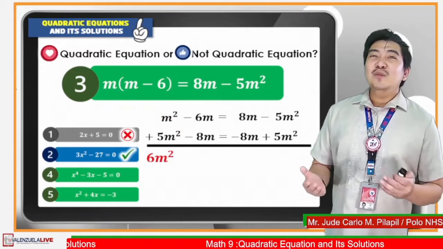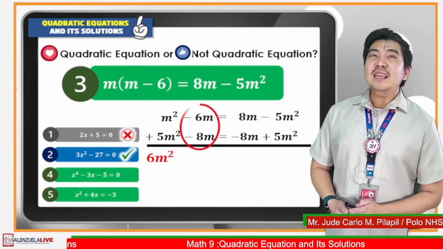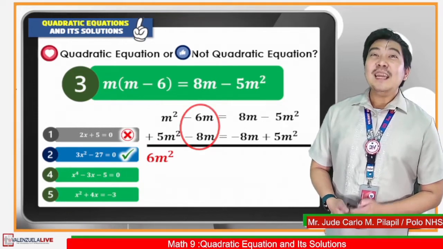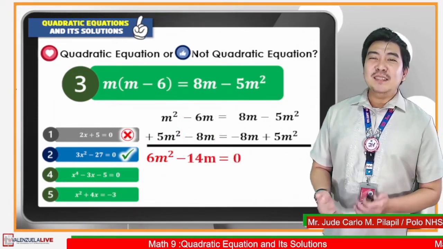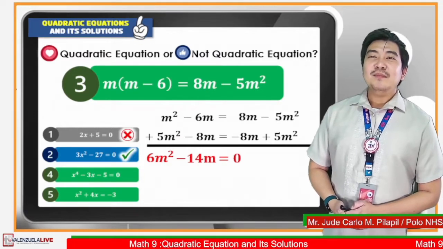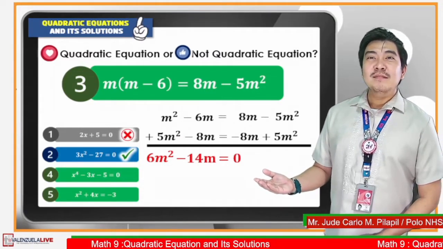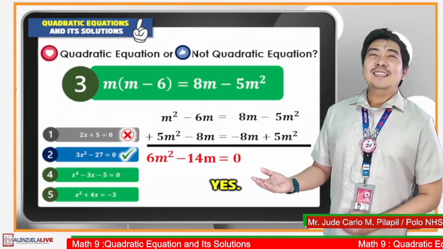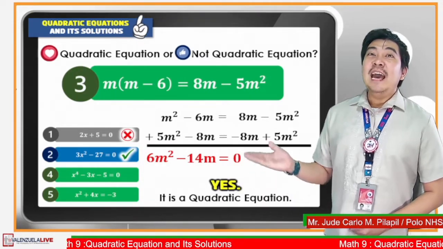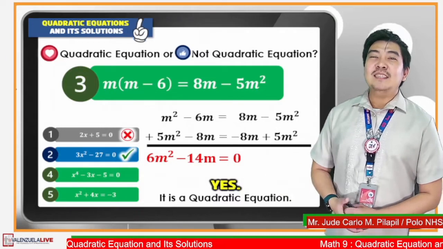Next, negative 6m plus negative 8m, the result is negative 14m is equal to 0. Is this a quadratic equation? Yes, it is a quadratic equation, and this is already written in its standard form.